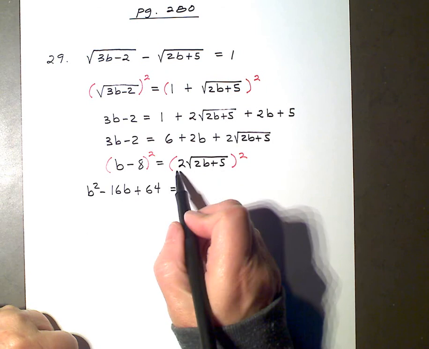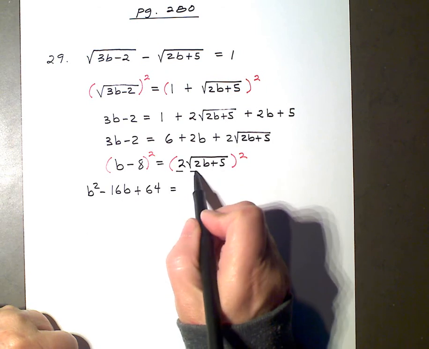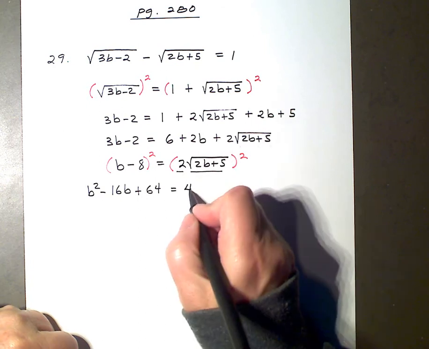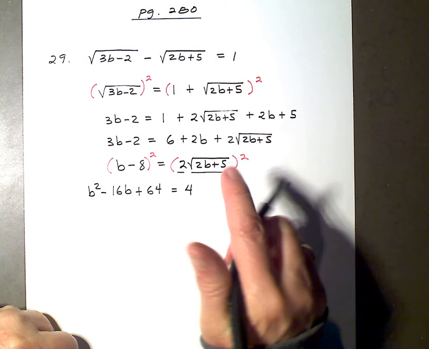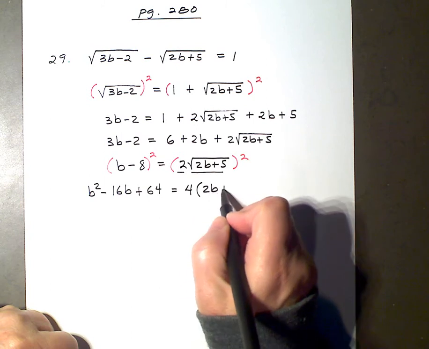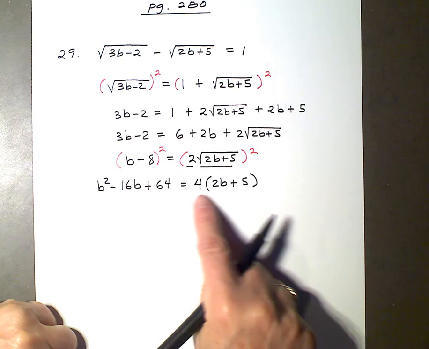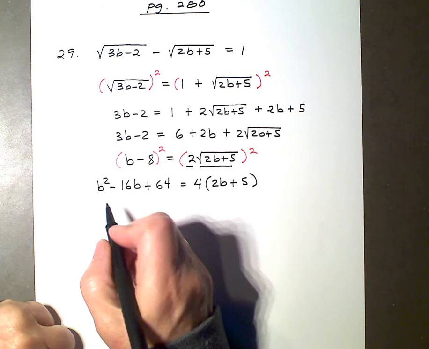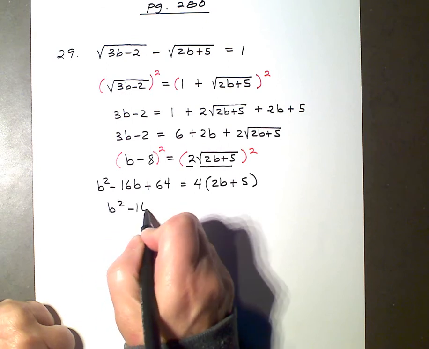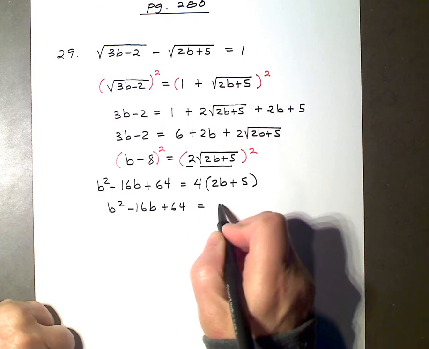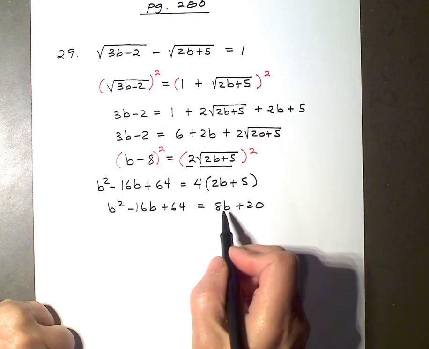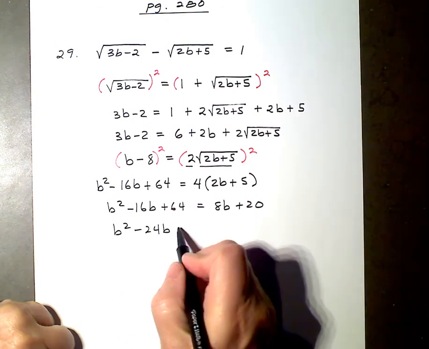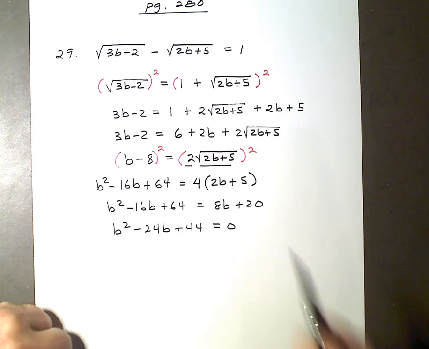On this, I have two bases. I have the 2, and then I have the square root of 2b plus 5. They both have to be squared. So 2 squared is 4, and when I square the square root of 2b plus 5, I get 2b plus 5. So I'm going to clean this up. It's going to be a quadratic equation. I'm going to get everything on the left set equal to 0, and look at factoring to solve. So subtracting 8b from both sides and subtracting 20. Okay, so I'm going to go to factor this.